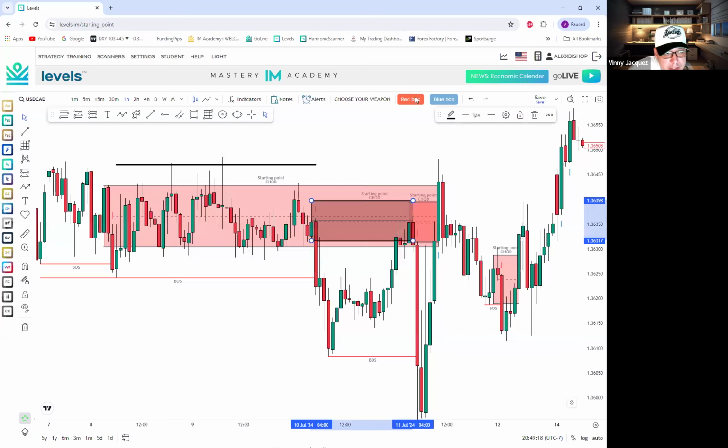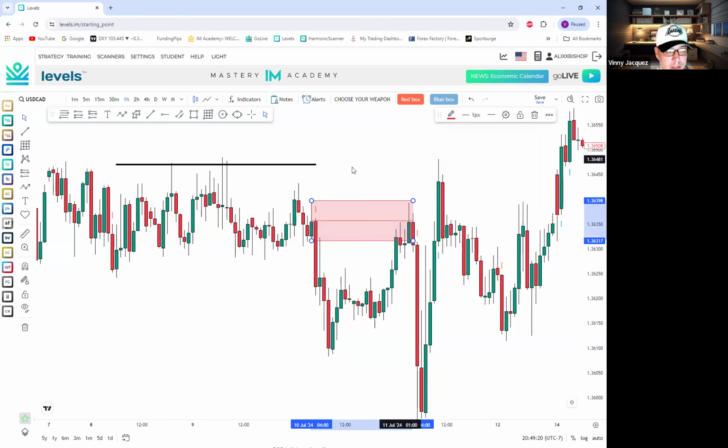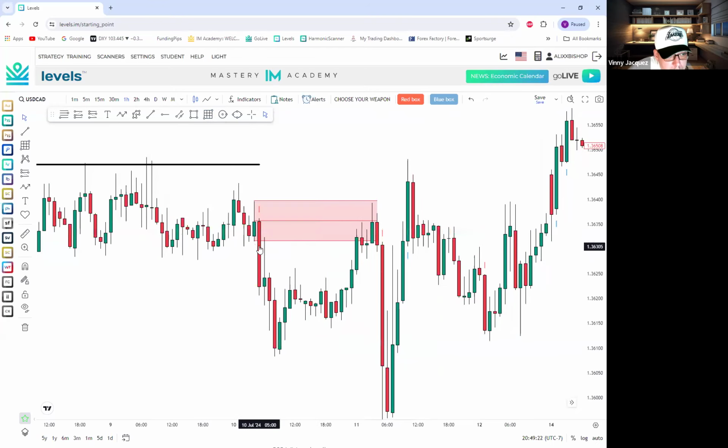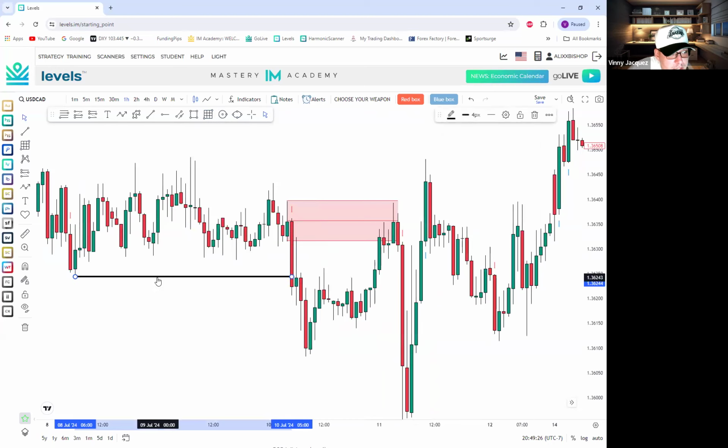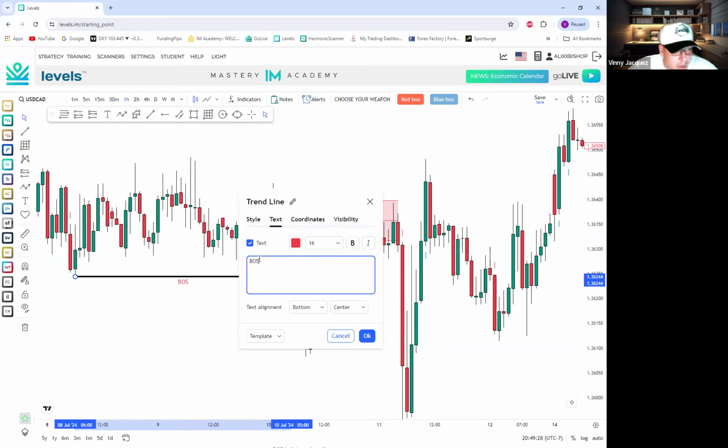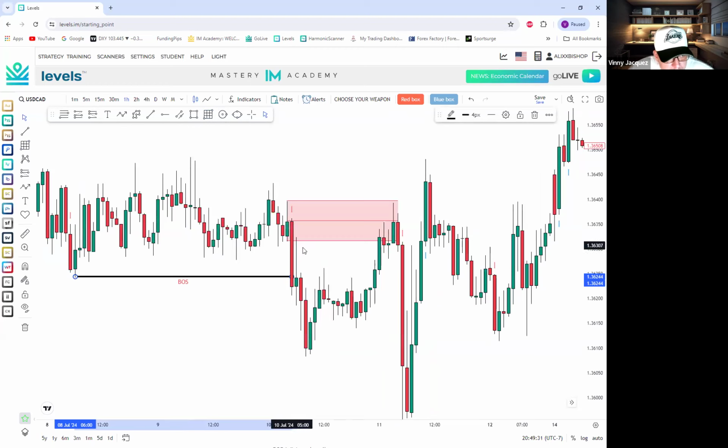And look at that, guys. This is why I'm always first touch gang. Look at this. As soon as we break out and get a BOS to the downside, let's go ahead and mark that up, BOS. Check that out. First touch. You're in there right away.